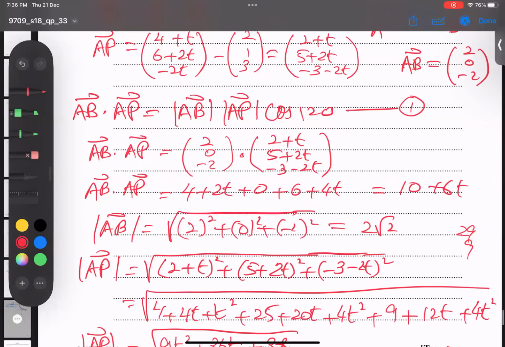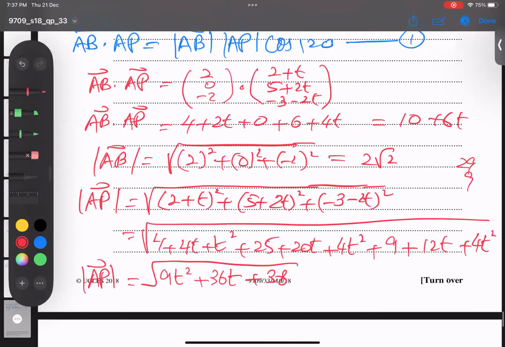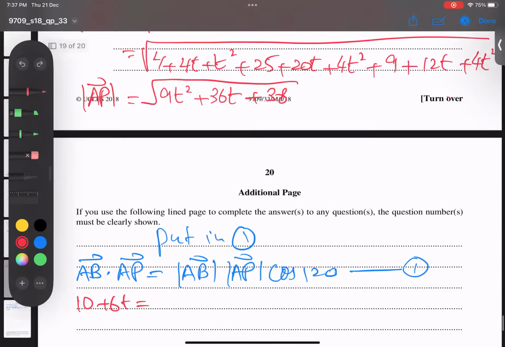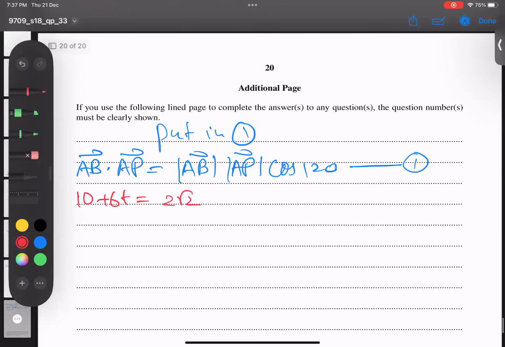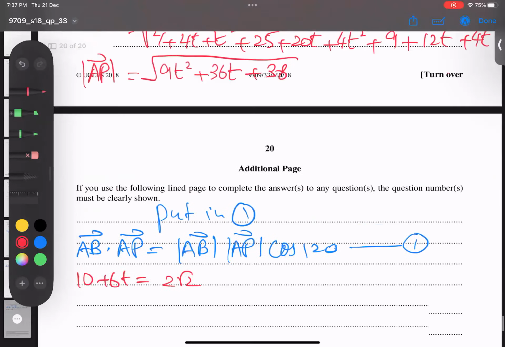Okay, so let's start. Job number 1, AP.AB. Do I have the answer? Yes, I have. Where is that answer? This one, 10 plus 60. Done. Magnitude of AB, yes, I have it. 2 root 2. Magnitude of AP, we have it, yes, we have it now.